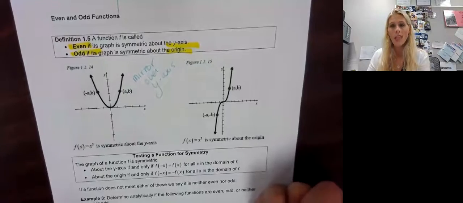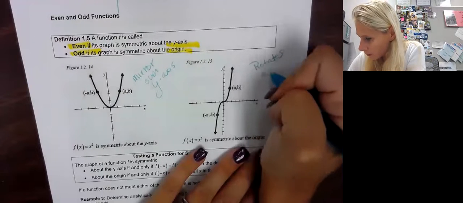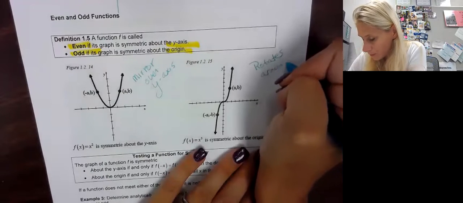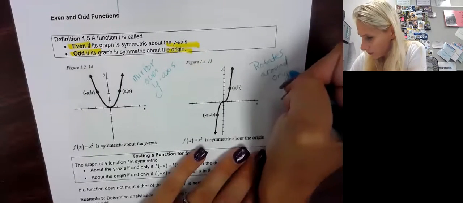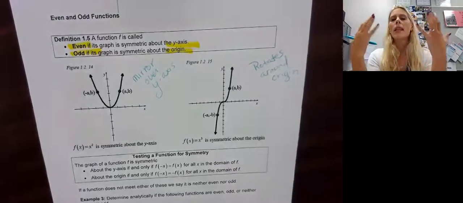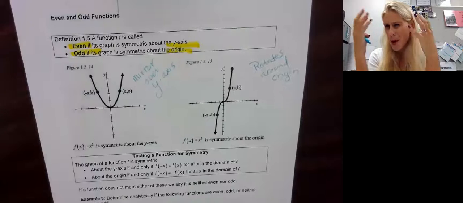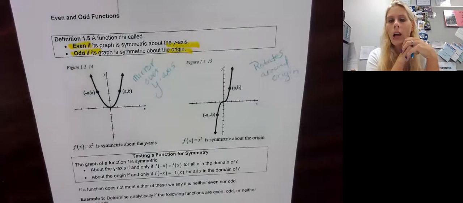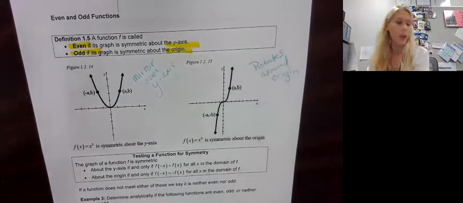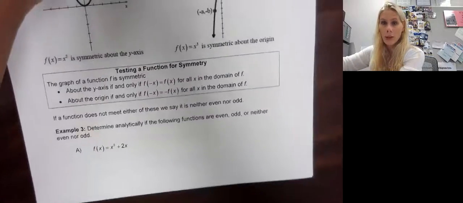And for the odd function, it rotates around the origin. Okay. Now hopefully that sounds familiar, right? Origin. But the thing is, we don't have a graphing calculator. So unless they give us a graph, we really don't visually know if it's even or odd. So there's an algebraic way to find this out, and that's what we are going to do here. And you have to test both ways if the first way doesn't count.